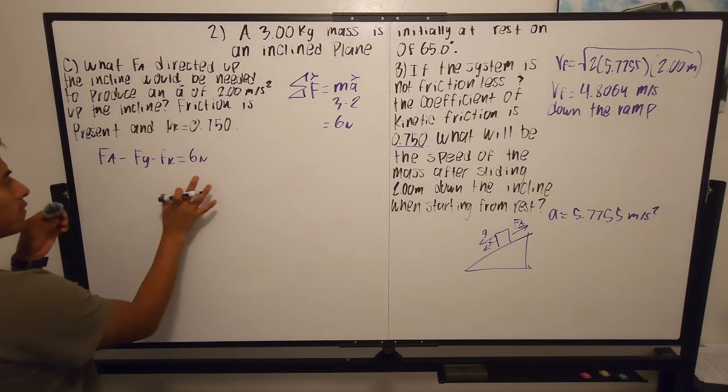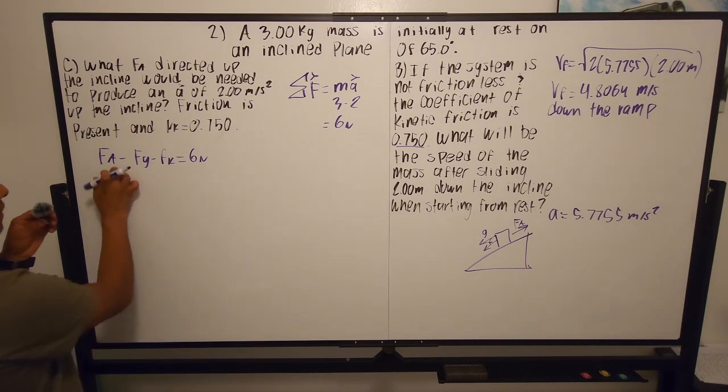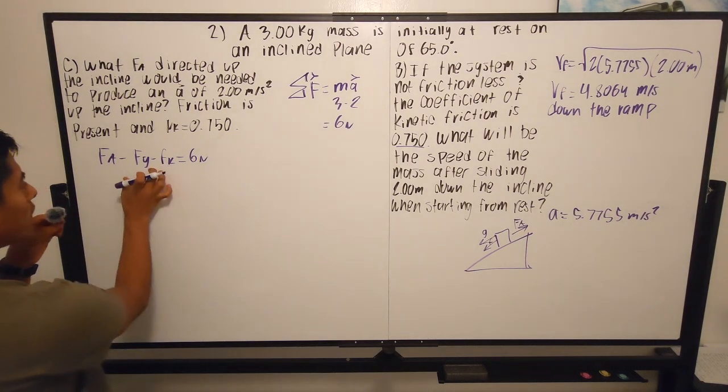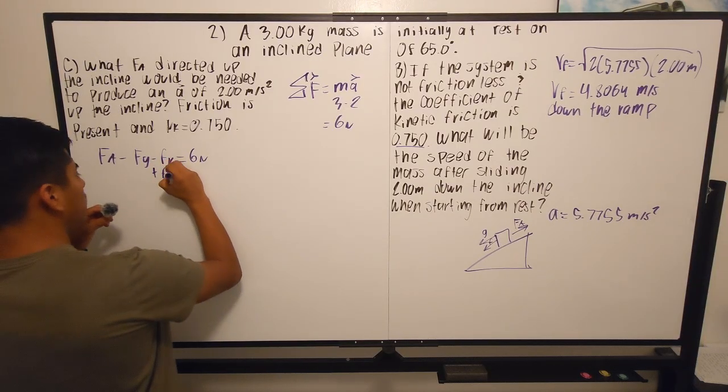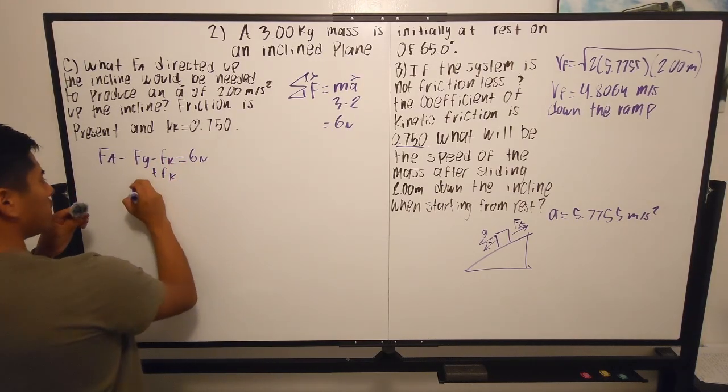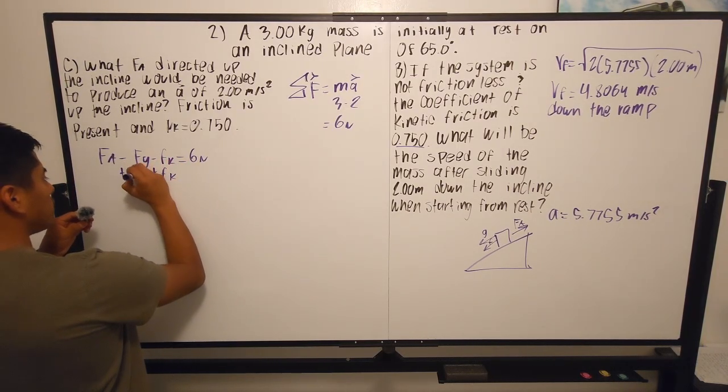Now we can go ahead. So we're trying to solve just for the applied force. So we can go ahead and move these two guys over here. We'll do that by adding the force from kinetic friction and the force of gravity.